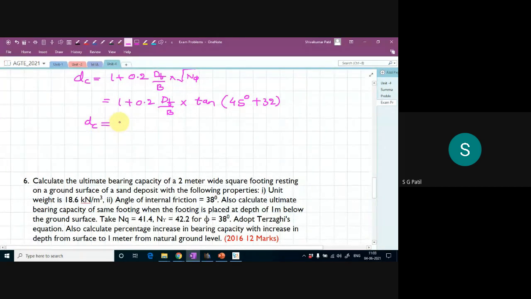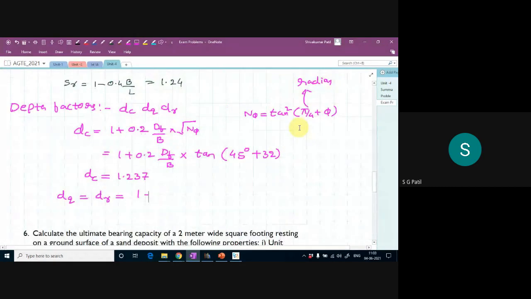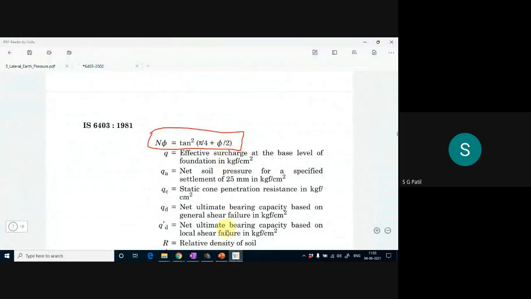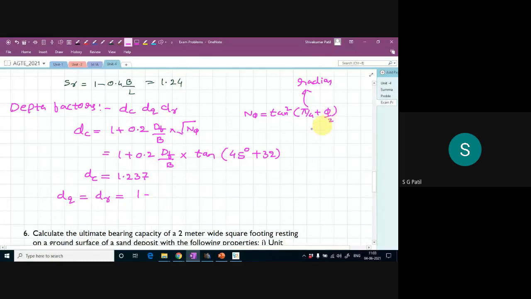DC, I think 1.237. Okay. Similarly, you calculate Dq, which is equal to D gamma, is equal to 1... 32 by 2. Why 32 by 2? Tan square of pi by 4 plus 5, no? Oh, it is 5 by 2. Okay, understood. Yeah, 32 by 2. Here 5 by 2, 45 plus 32 by 2.